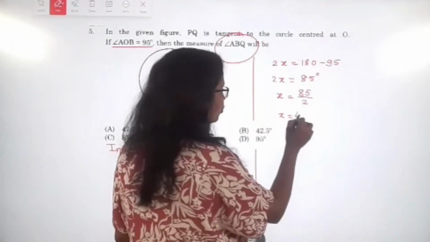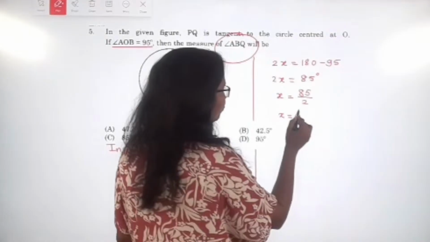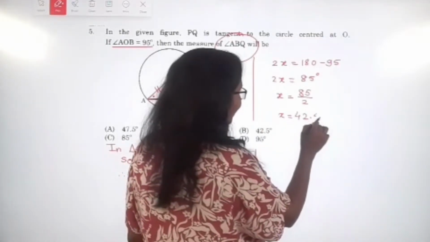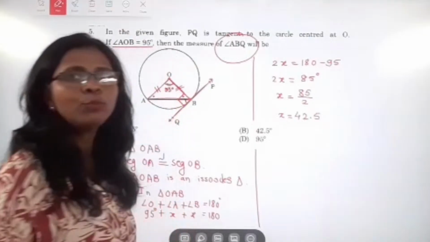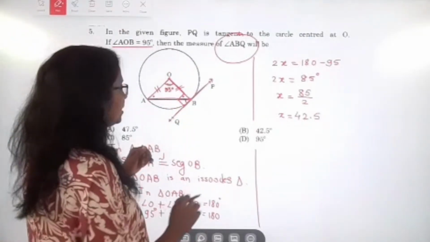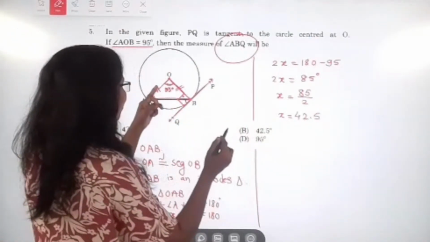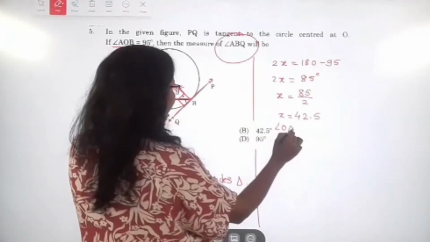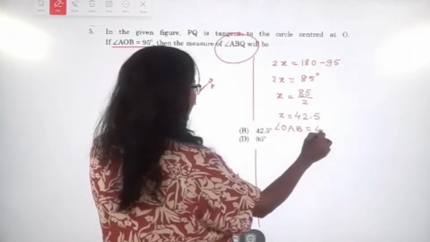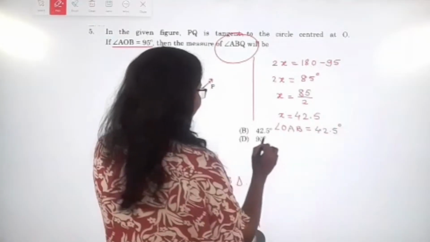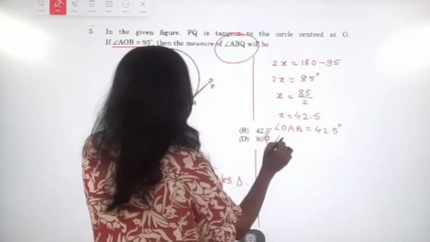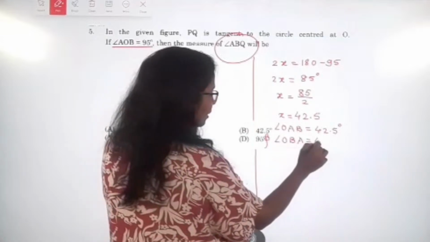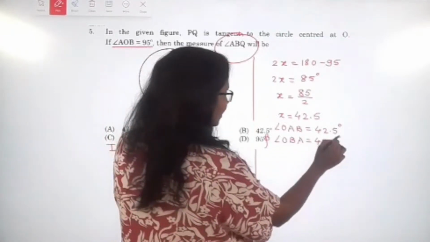That means here students, 2 2s are 4, 2 4s are 8, 2 2s are 4 and here 2 5s. x is equal to 42.5 students. So that means here x means students angle OAB is equal to 42.5 degree and as well as angle OBA. Angle OBA is equal to 42.5 degree.